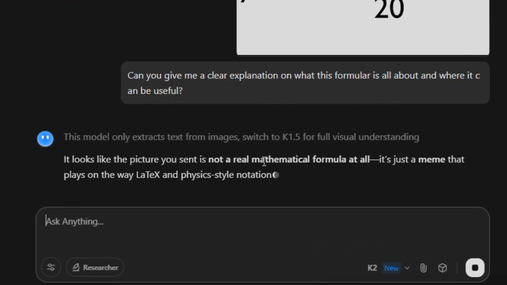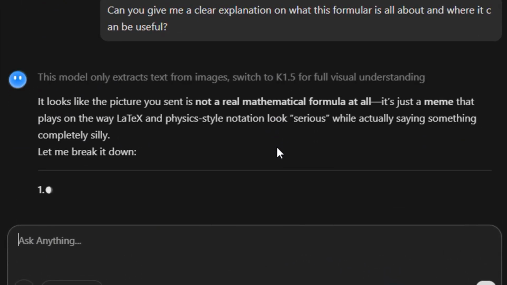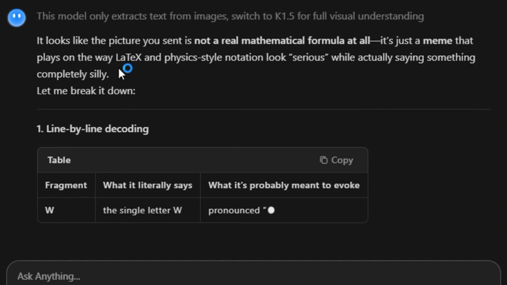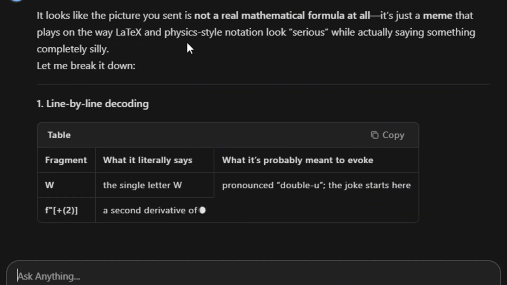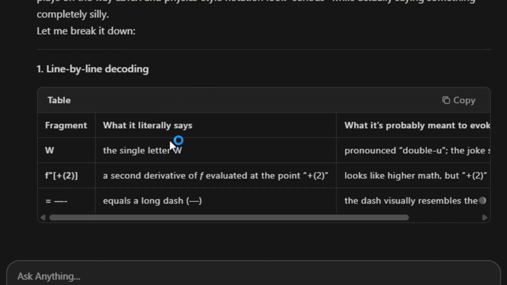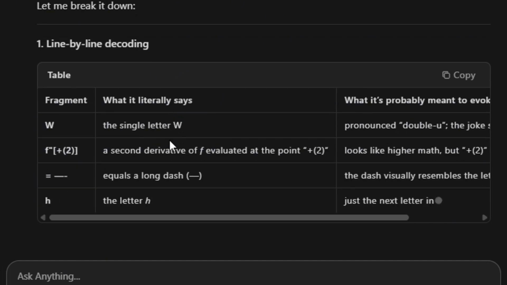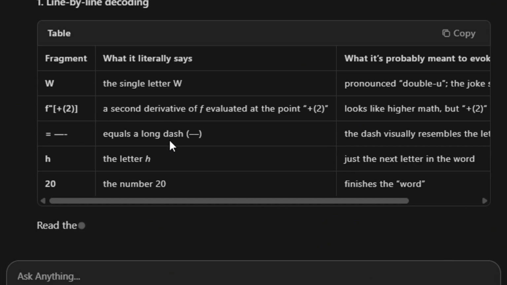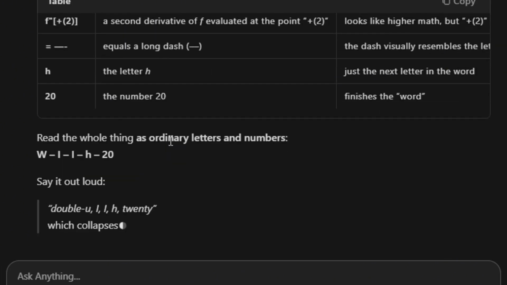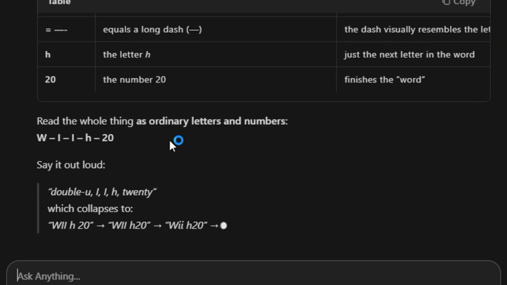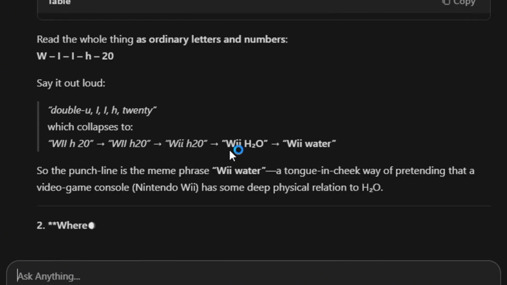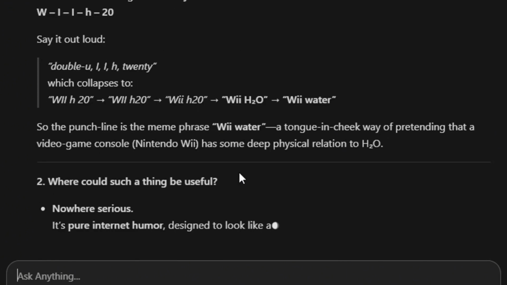Okay, it looks like the picture you sent is not a real mathematical formula at all. It's just a meme that plays on the way LaTeX and physics style work. Okay, line by line decoding. So it now understood that the formula may not necessarily be a real formula because I just picked it online, but it is giving us a line by line analysis of what the formula is all about. Say it out loud and analyzing the key areas from that formula. So it really depicts and reads the formula, and it is now giving us content.